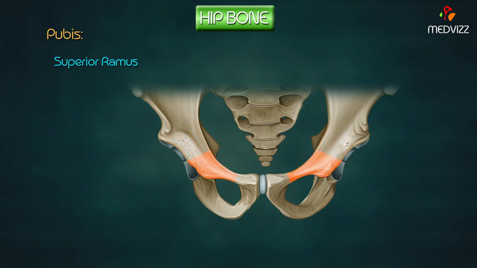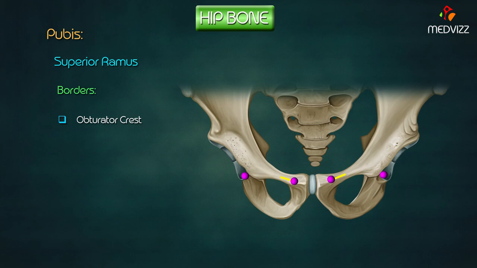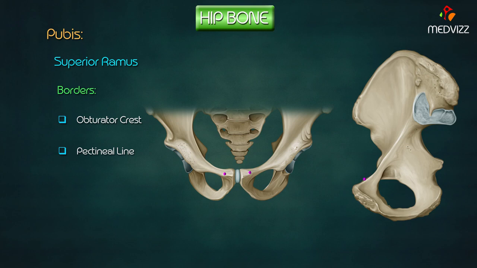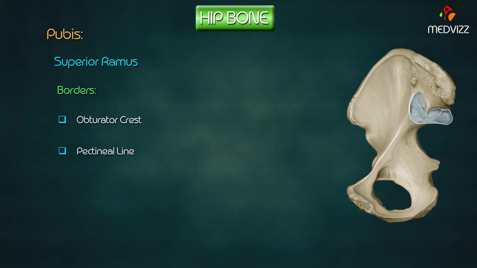It is triangular in cross-section, hence has three borders and three surfaces. Borders. Obturator crest. It is the rounded margin which extends from the pubic tubercle till the acetabular cavity. It separates the obturator from the pectineal surface. Pectineal line. It is a sharp border which starts at the posterior part of the pubic tubercle and extends backwards to become continuous with the arcuate line.